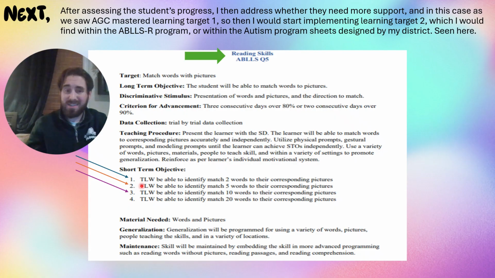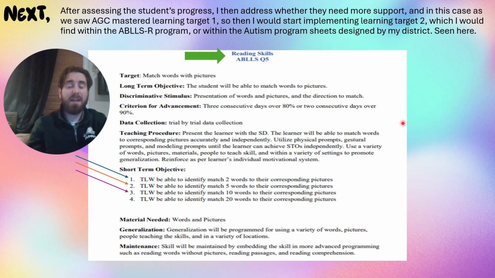So AGC was working here, identifying 2 words with corresponding pictures. He mastered that. That was too easy. Then he moved up and mastered 5 corresponding words with pictures. Too easy. Now we're assessing. Third, he's identifying up to 10 words and their corresponding pictures. And then he will move on to level 4 of that learning target. And then once he's able to identify 20 or more words to corresponding pictures, then I can say that this learning target, this learning objective, is done. It's mastered. He's done. We're going to move on to the next one.